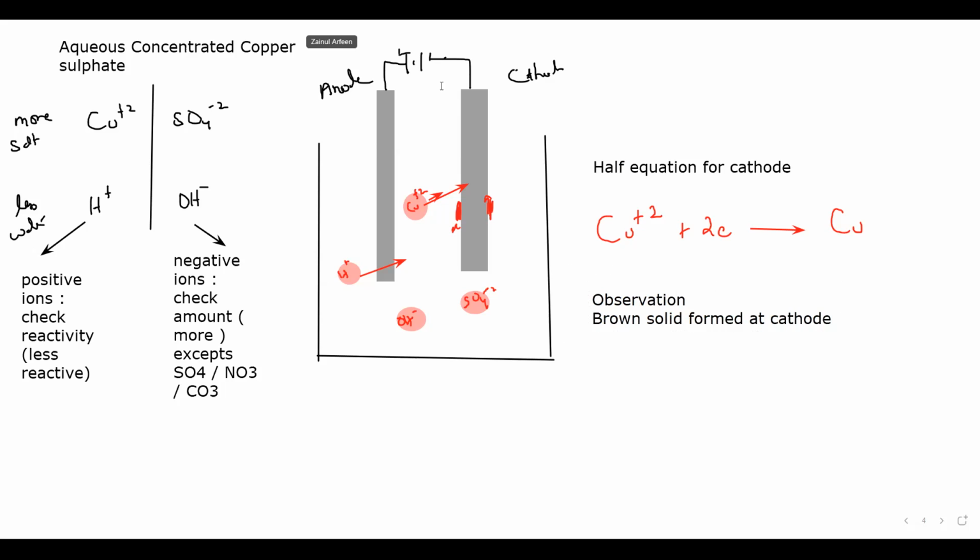And there is also a second observation, because copper ion is blue in color. You have to learn these colors. Copper ion is blue in color and copper, which is solid, is brown in color. So what happened? The copper ions are moving, so the amount of copper ion in the solution is decreasing. So what is another observation? We'll see the color of the solution turn lighter or paler.